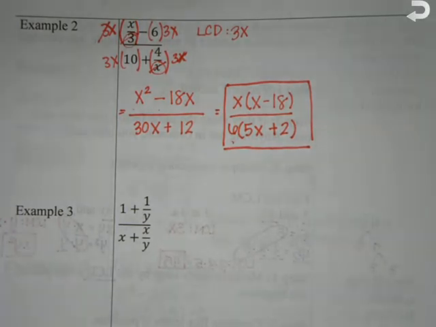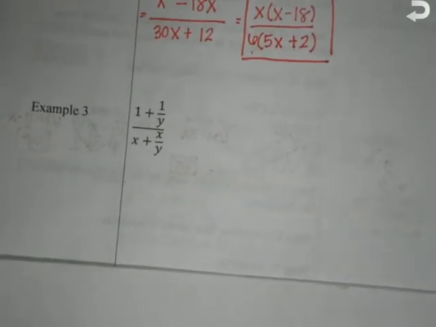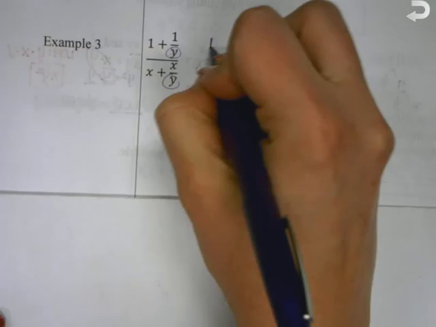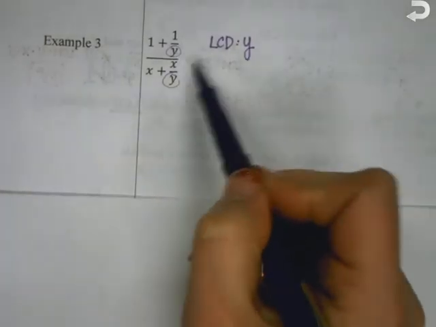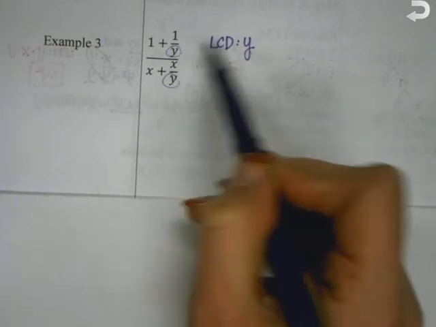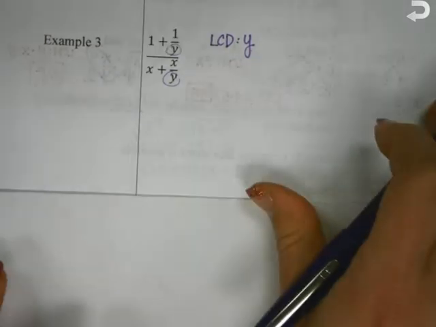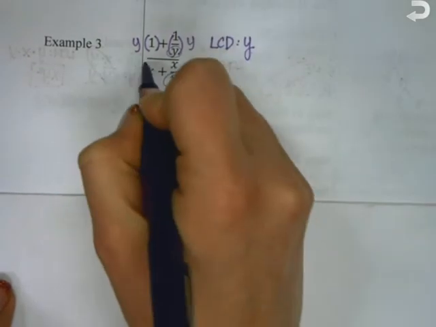All right. 1 plus 1 over y, over x plus x over y. Only looking at your denominators here. What's the LCD? y. We do not have to make it a y squared because y goes into y, and y goes into y. And that's the smallest. Does that make sense? Okay, so I multiply every single term by the LCD, which is y.